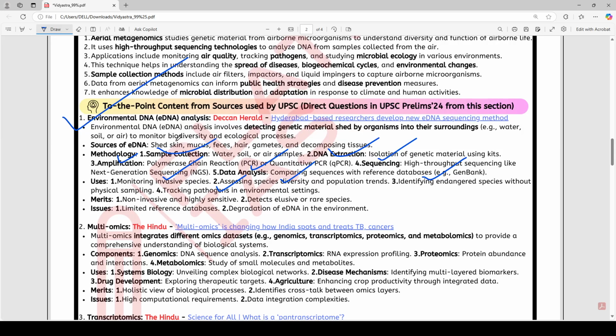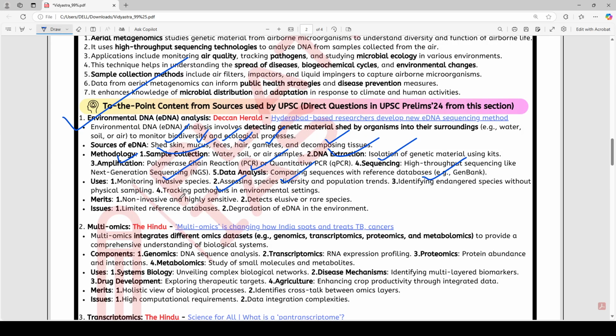Because we continuously give off DNA in our surroundings. Like when we shed skin, our skin has DNA. If we are releasing mucus, that has DNA, our feces have DNA, our hair has DNA, gametes have DNA, decomposing tissues have DNA. Let us say a tree is decomposing, then there is DNA. It might be released in air or in water. So there are different species in the population. They are releasing DNA in the environment, and that DNA we are collecting and then going through different steps and trying to analyze various characteristics of that population. It can be understanding invasive species, endangered species, species diversity, anything.